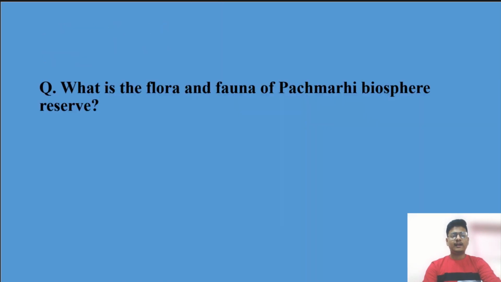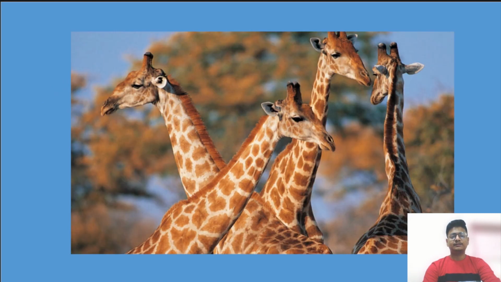Till then, answer this question: what is the flora and fauna of the Pachmarhi Biosphere Reserve? Just now I have told you. Those are sal, teak, mango, jamun, silver fern, arjun. These are the flora of this Pachmarhi Biosphere Reserve. Then the fauna are like chinkara, blue bull, barking deer, wolf, etc. Cheetal and leopard are also fauna of this Pachmarhi Biosphere Reserve.